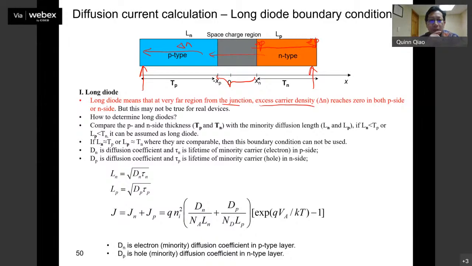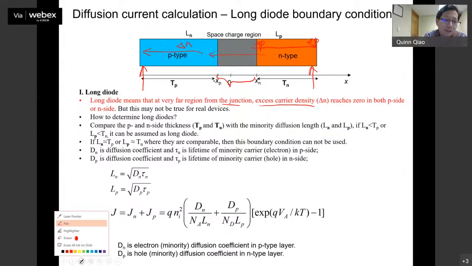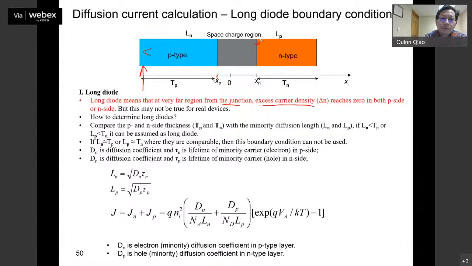But there's a clear definition there. If the thickness... If you see, I have some notation here. The T means the thickness. Tn is the thickness of the n side, and Tp means the thickness of the p side. Between n and p, you see the junction there. This is the p-n junction. This one is the depletion region, the space charge region or depletion region.